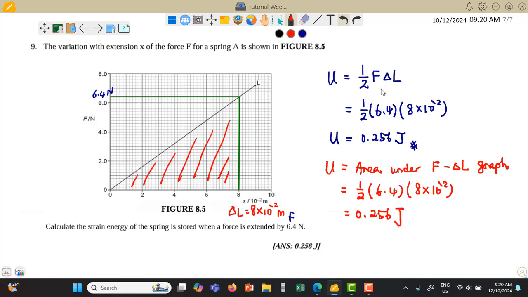So basically you are going to have two ways to calculate the strain energy. You can use the equation, or you can use the concept of the area under the force against elongation or extension graph.